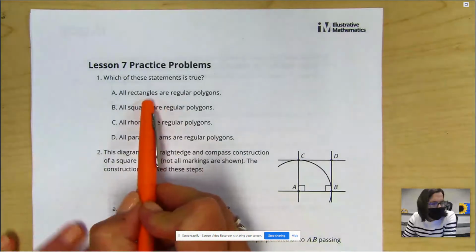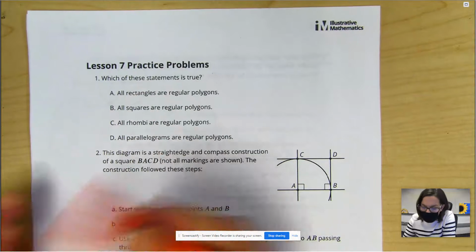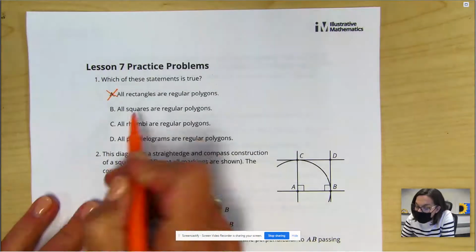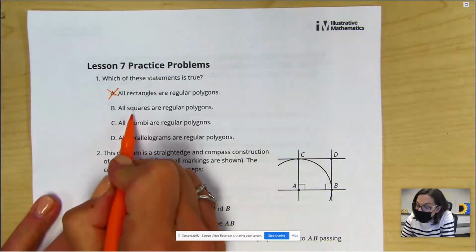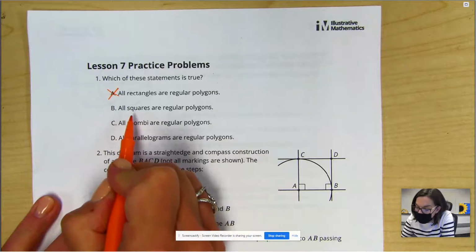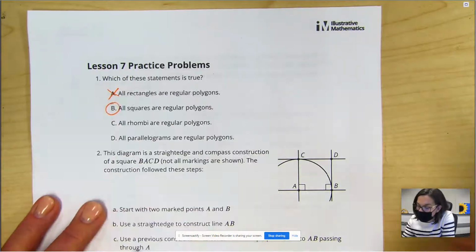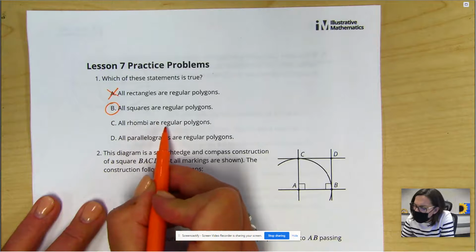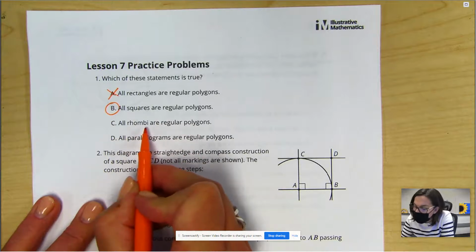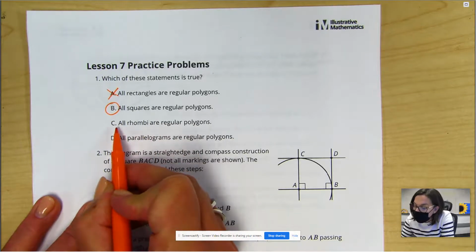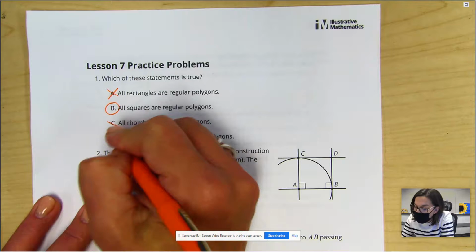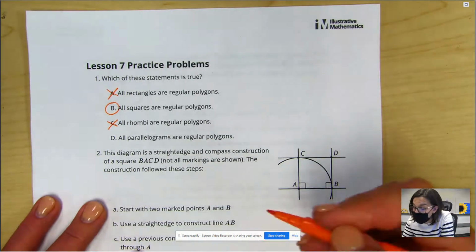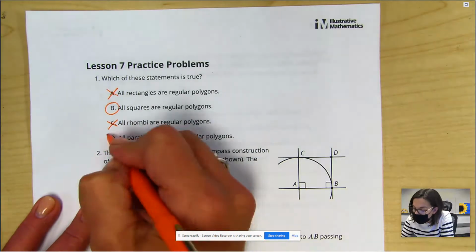So, rectangles. Well, we know rectangles can have longer sides and shorter sides, so that is not a regular polygon. Squares, we know by definition, have to have equal sides. They also have four 90-degree angles, which are all the same. So, yes, all squares. Rhombuses or rhombi are regular polygons? No, because even though all sides are equal, their angles do not have to be. And parallelograms, when I think of a parallelogram, I think of a long side and a short side. They do not have to be the same.